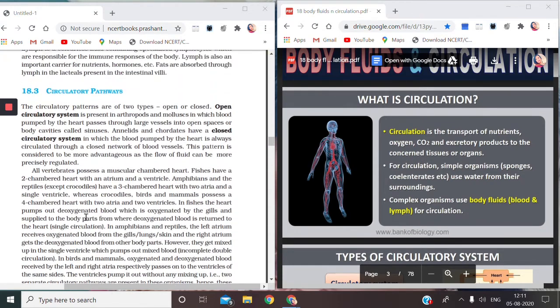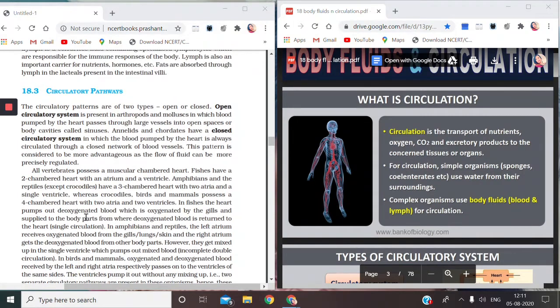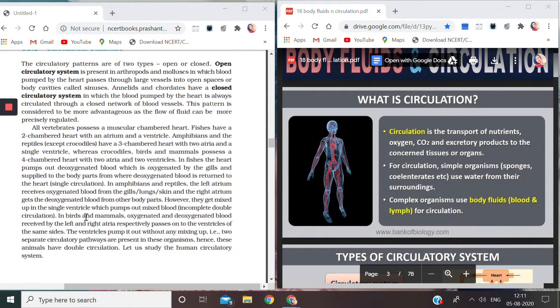Today we are going to talk about circulation and types of circulatory system. We are also going to discuss circulatory parts, but I will be dividing the topics into small videos so that you get through the topics properly and understand them properly.